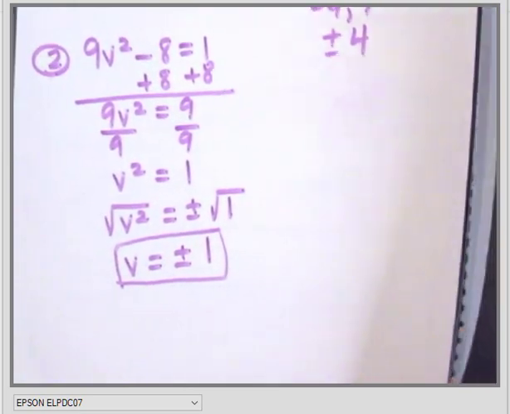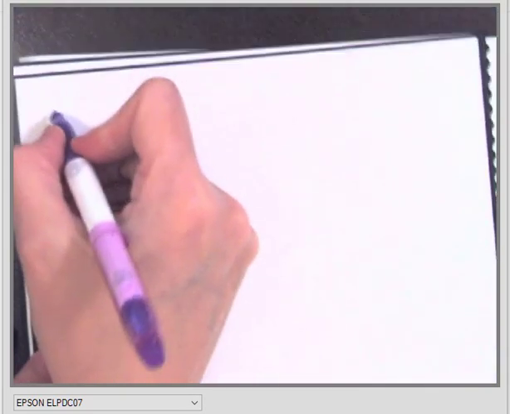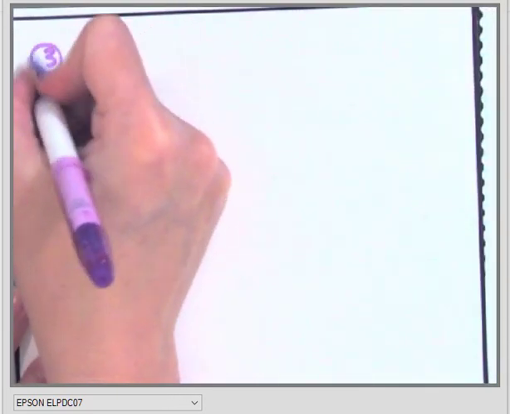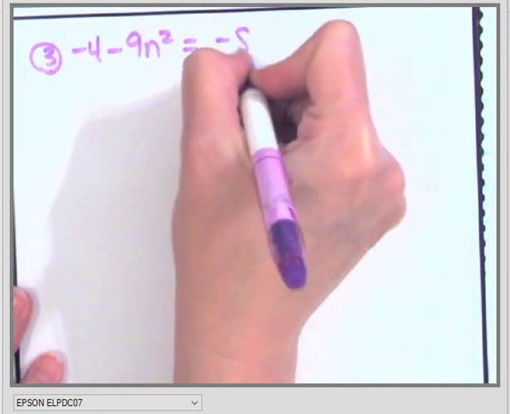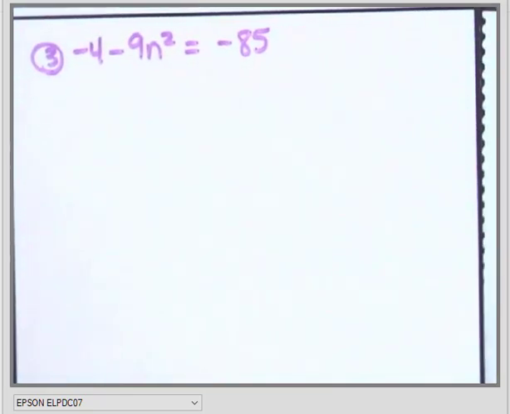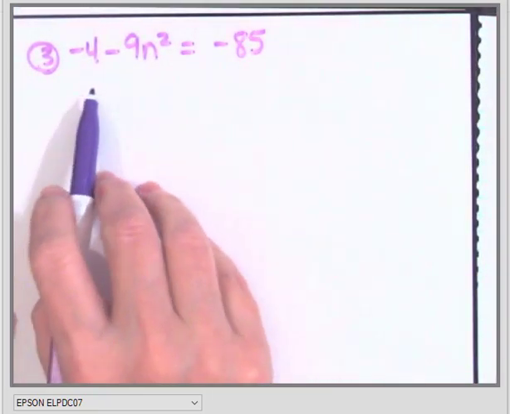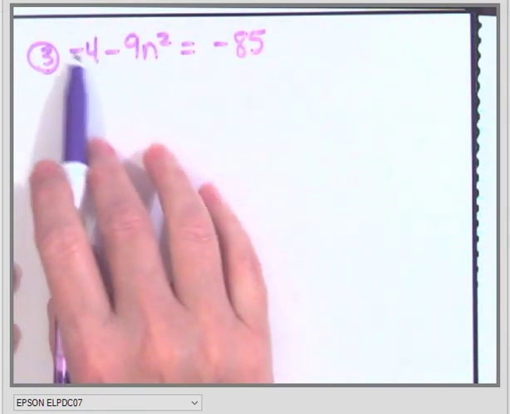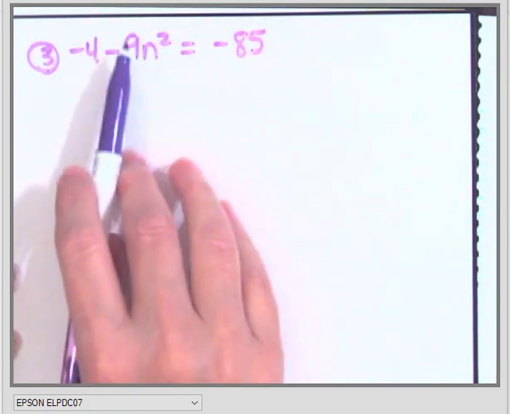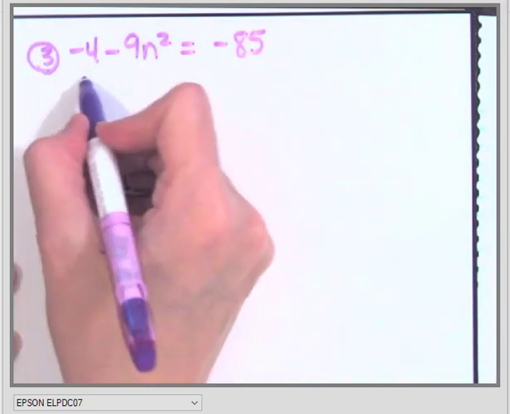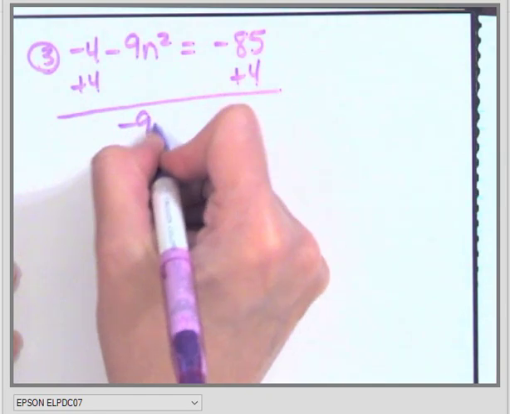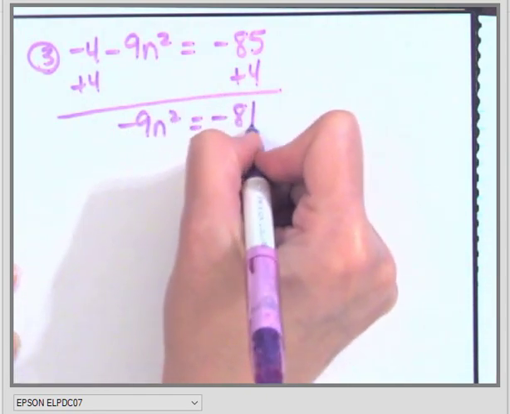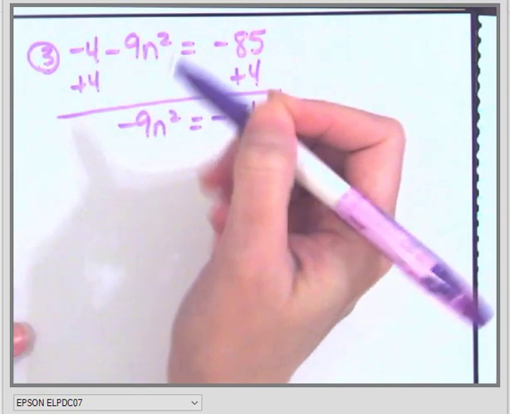Now let's take a look at a two-step written in a little bit different order. Let's say we have negative 4 minus 9n squared is equal to negative 85. So I notice it's a little backwards here, but we still want to undo addition or subtraction first. We're trying to isolate our variable expression. So we're going to undo that by adding 4 to both sides. So that will be negative 9n squared equals negative 81. Remember to bring down the sign.